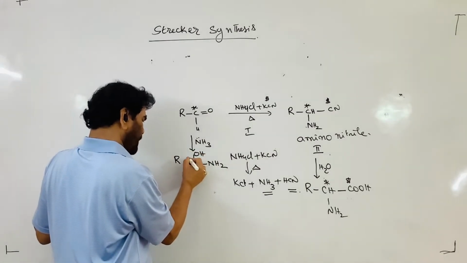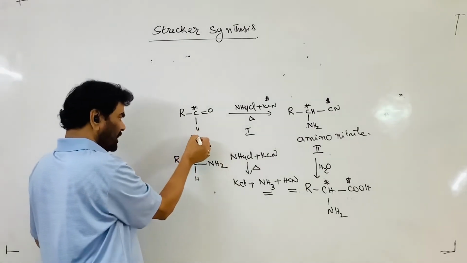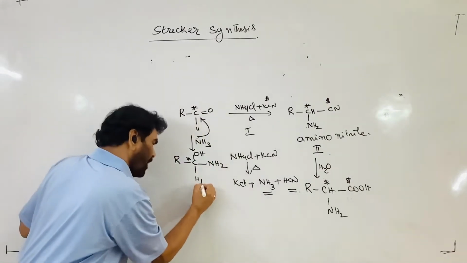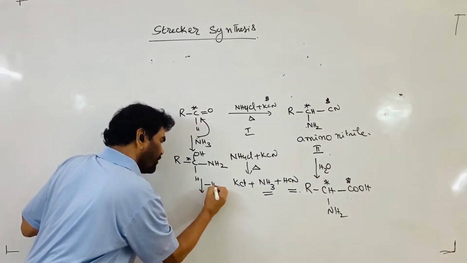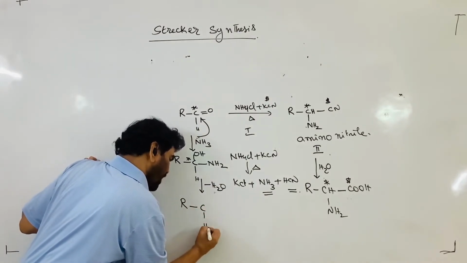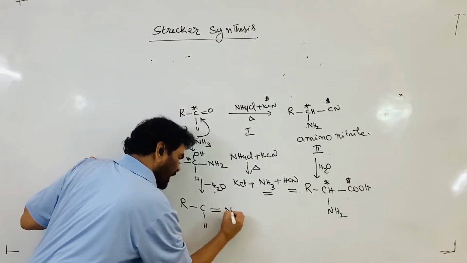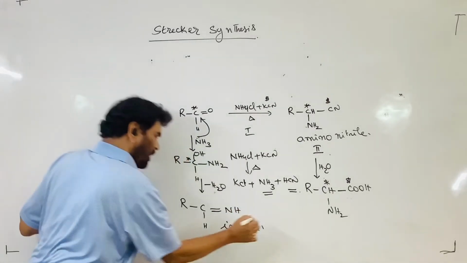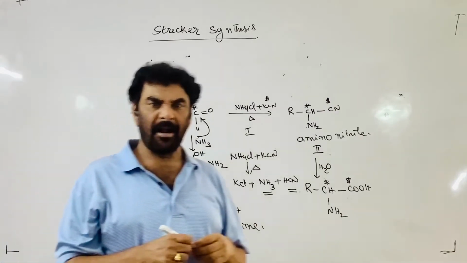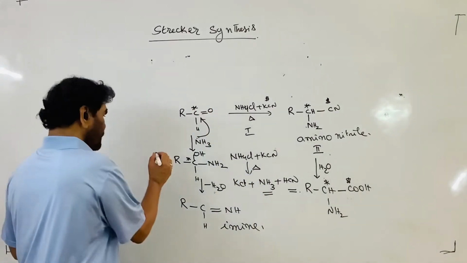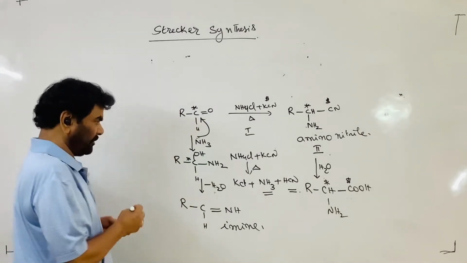This is the carbon. This is adding on this as a nucleophile. Addition followed by loss of water leads to the formation of imine. A carbon-nitrogen double bond is called the imine functional group. So imine is formed. This is the first part of the problem.